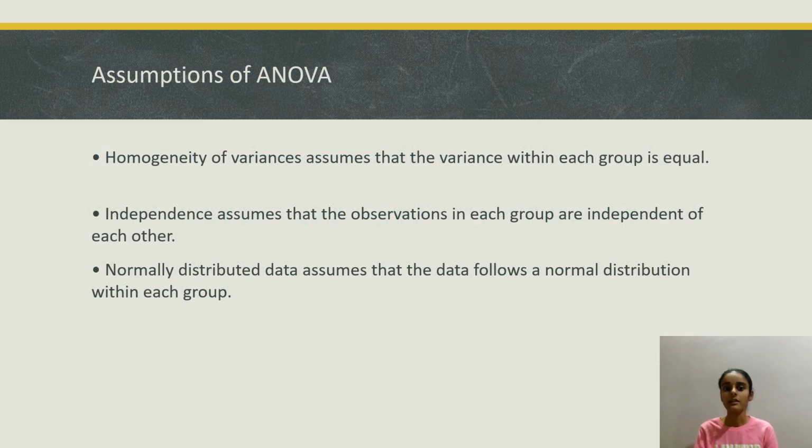Assumptions of ANOVA. Homogeneity of variance assumes that the variance within each group is equal. Independence assumes that observations in each group are independent of each other. Normally distributed data assumes that data follows a normal distribution within each group.